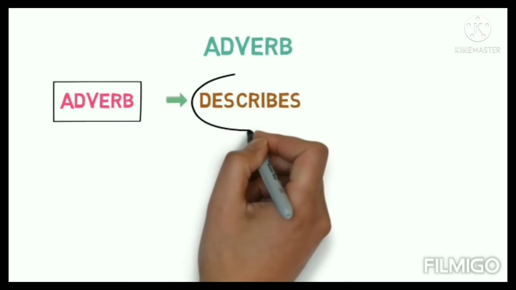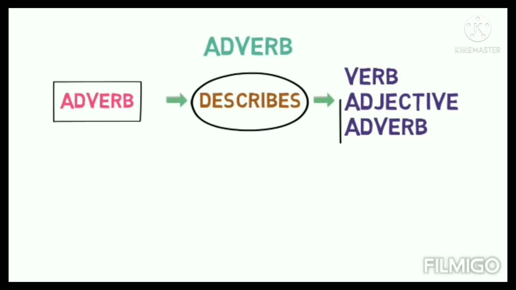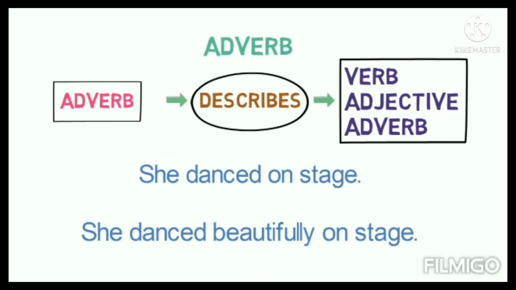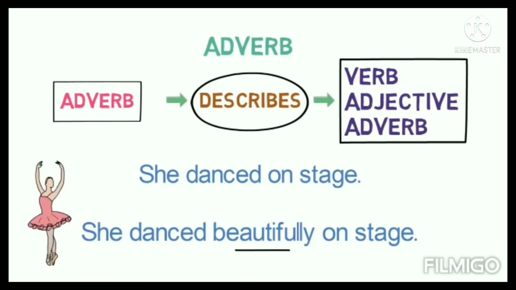What is an adverb? An adverb is a word used to describe a verb, an adjective or another adverb. Let's understand it with an example. She danced on stage. Here we know she danced, but we don't know how she danced. Let's add a quality of the dance in the sentence. She danced beautifully on stage. Here we are using beautifully to describe how she danced on stage. So it is an adverb.